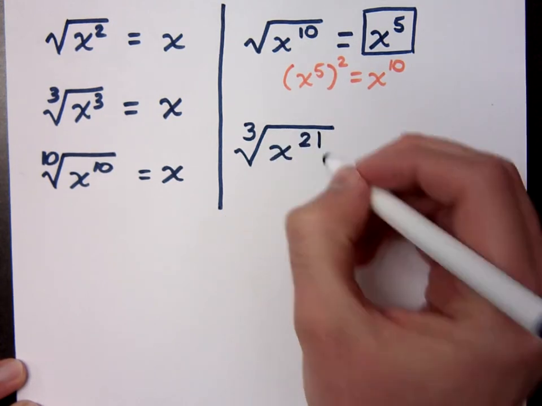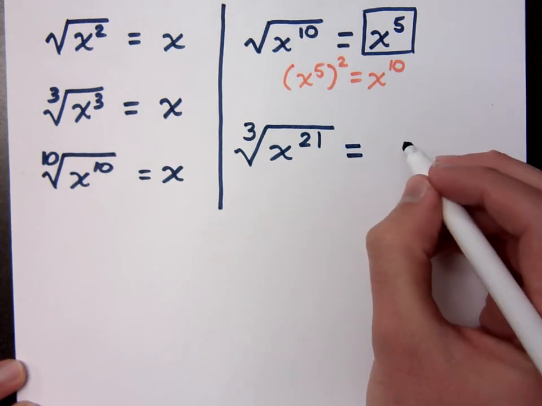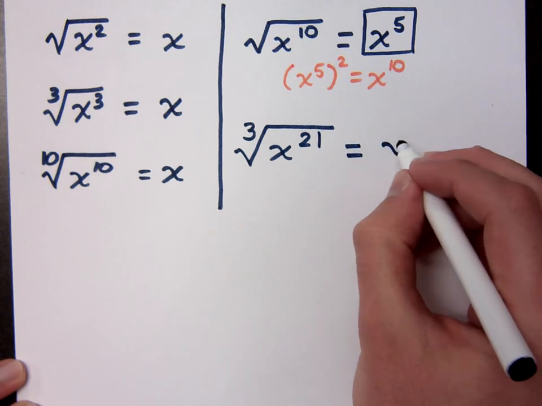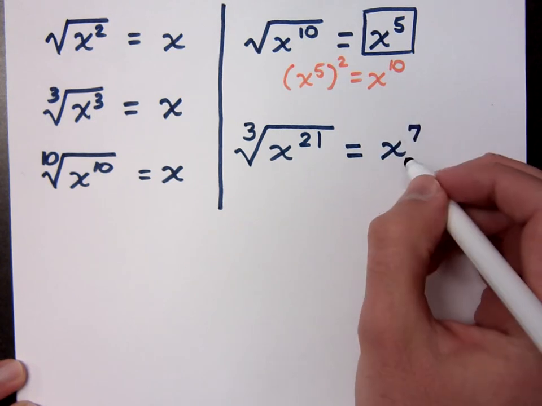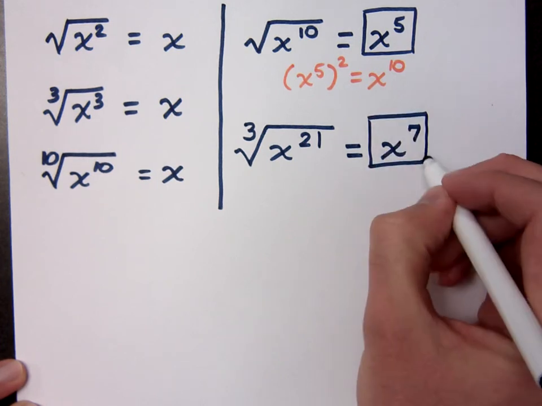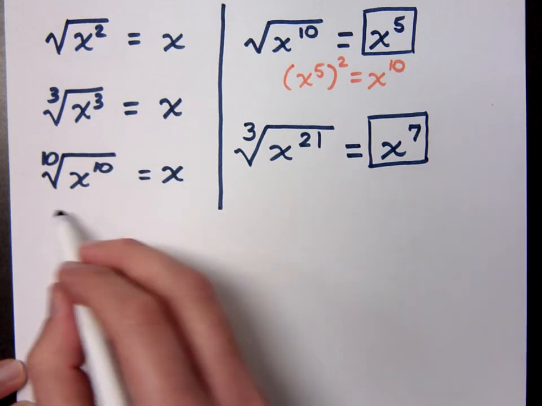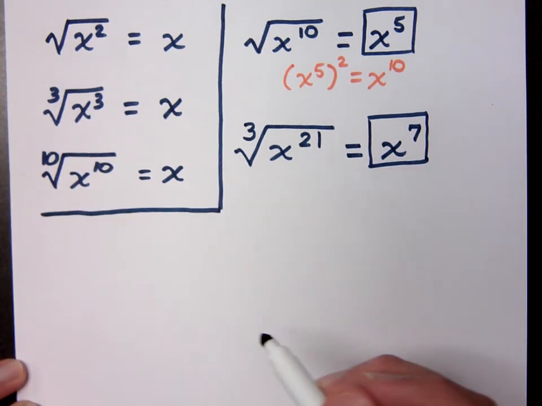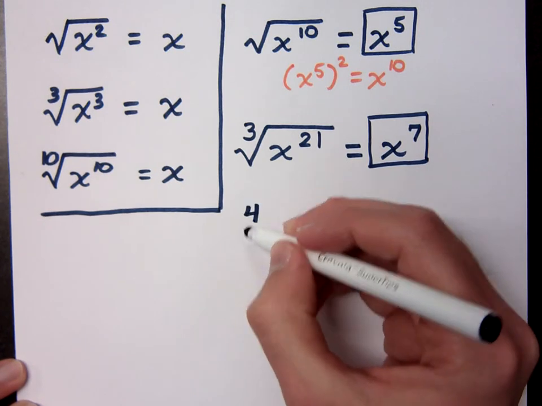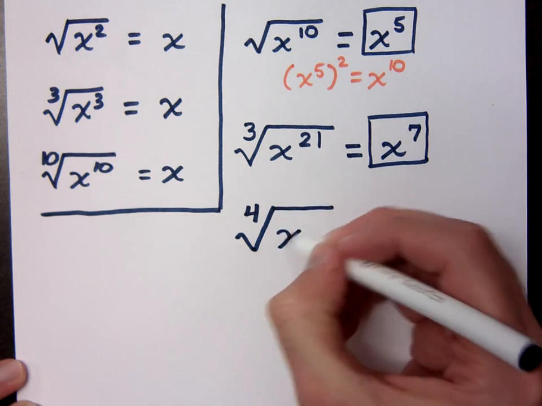How about this? The cube root of x to the 21st. Something x to the something. X to the 7th. Well, you threw that out like a champ. I don't remember, but I get it. All right, how about this? How about the 4th root of x to the 40th?